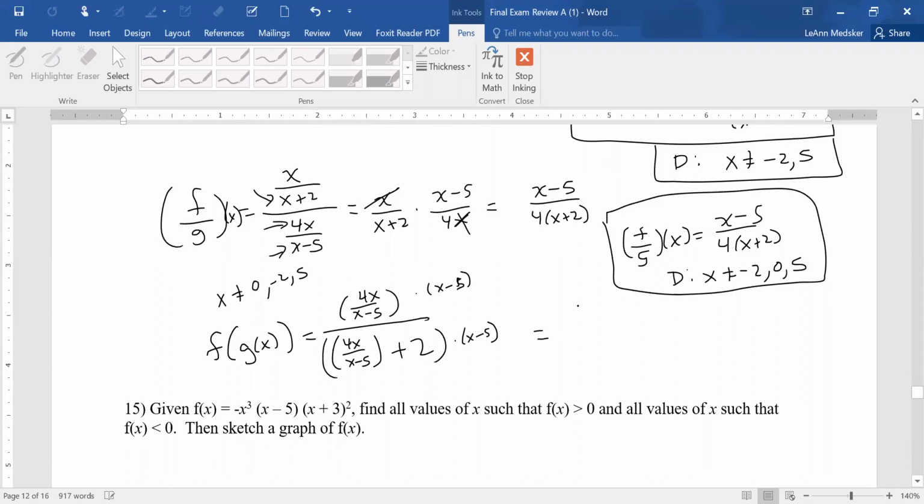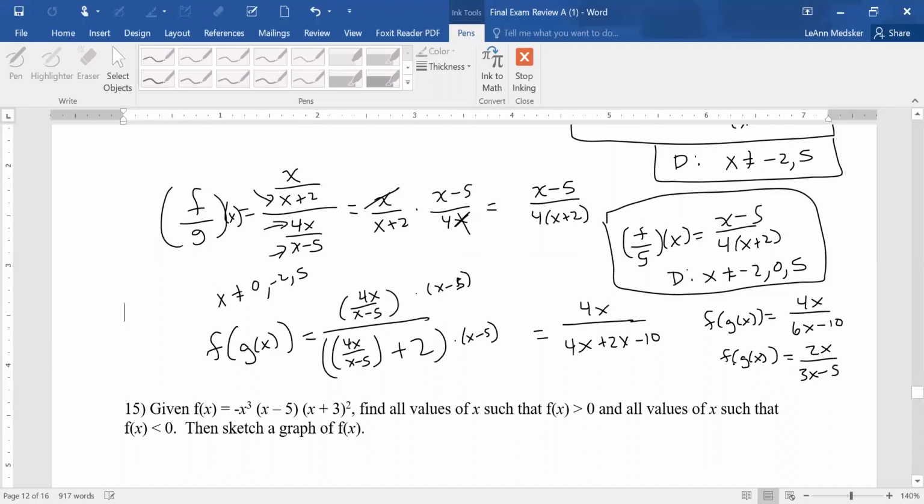So the top just becomes 4x, the bottom is a 4x, but then we have to distribute the 2 to both the x minus 5 parts. So 2x minus 10. So f of g of x is 4x over 6x minus 10. We could actually go another step with that and reduce it by 2. So that's 2x over 3x minus 5.